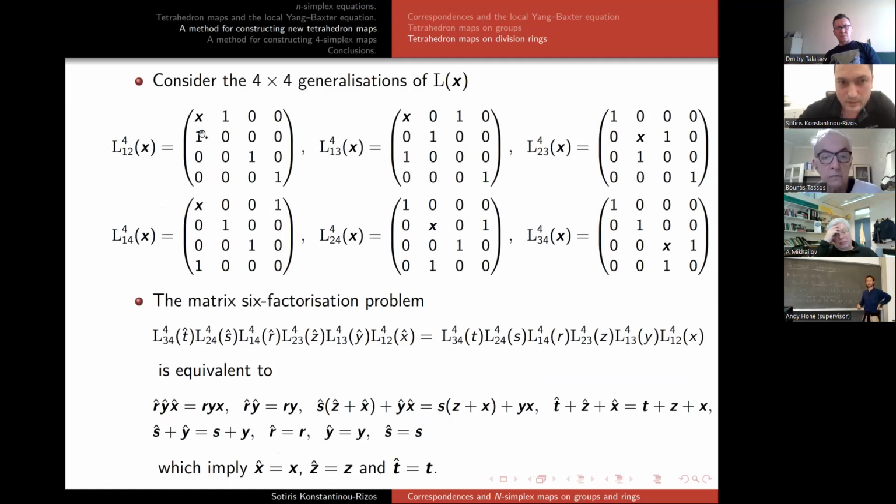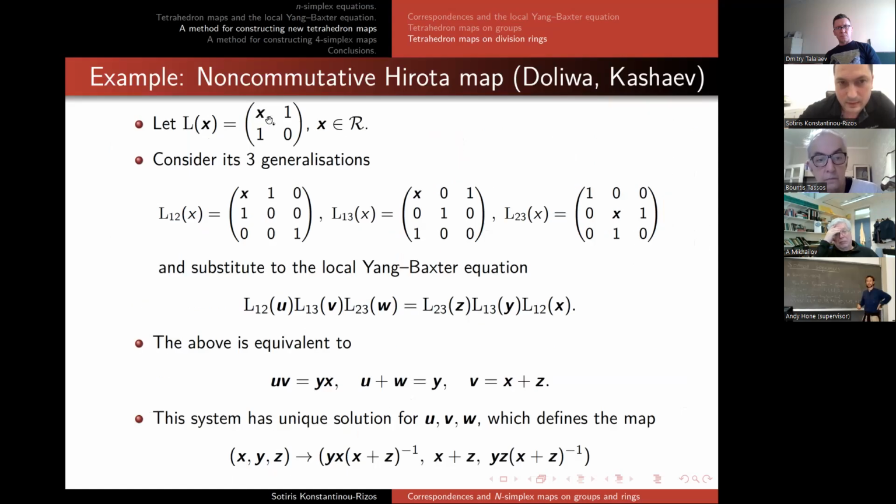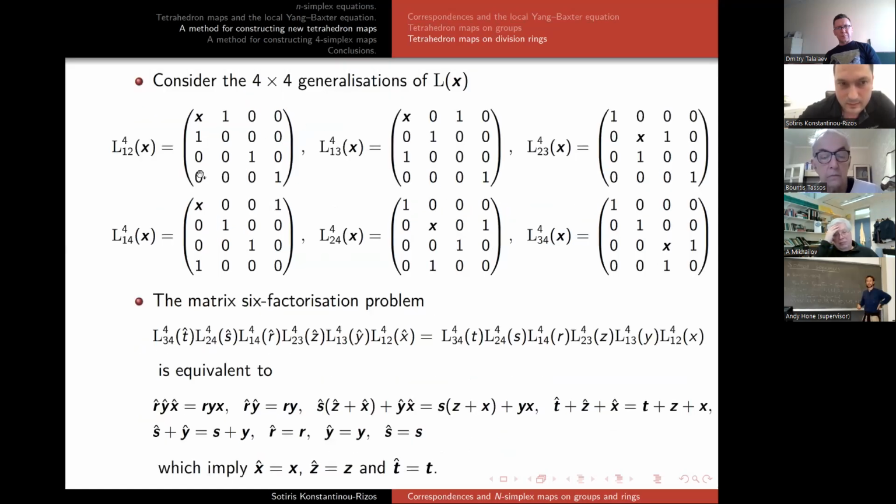So the 4x4 generalization means that, again, the elements of this 2x2 matrix, this is the notation again, sit in the intersections of the first and the second row with the first and the second column, and you get this 4x4 dimensional extension. All these matrices you substitute in the matrix refactorization problem, and the only thing you need to show is that this matrix refactorization problem implies that all the hats are equal to the variables without the hat.